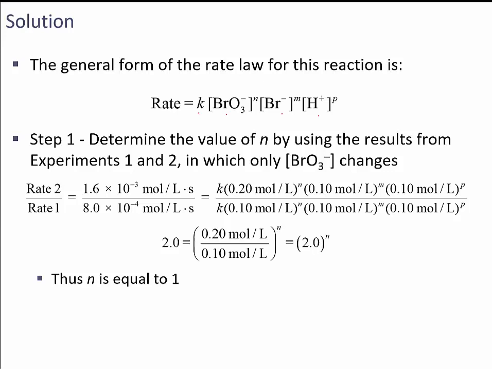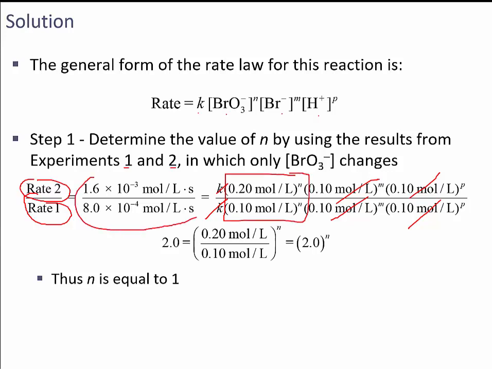We're going to determine the value of N by looking at the results from experiments 1 and 2. So only the bromide concentration changes. So you're going to take your rate for 2 divided by the rate of 1. That was 1.6 times 10 to the third divided by 1.8 times 10 to the fourth. And then we're going to multiply it by K times 0.2 moles per liter times 0.1 mole per liter times 0.1 mole per liter to the P. And what we're going to see is a lot of these are going to cancel out. What happens to my Ks? They canceled out. What happens to this 0.1 moles per liter to the M? That cancels out. And this cancels out. So the only thing that's changing is this.